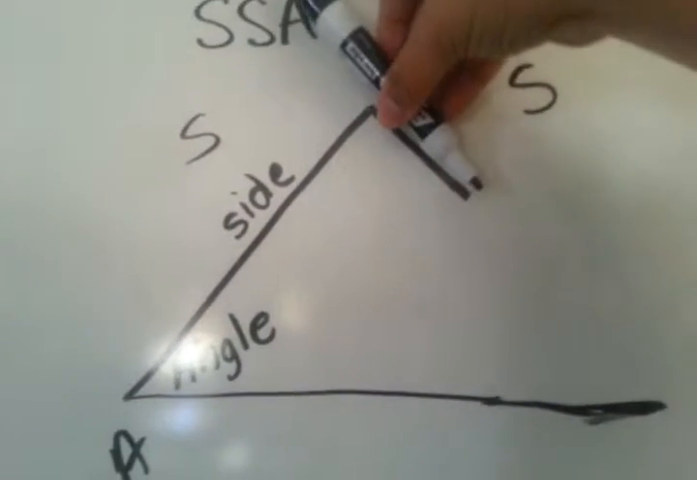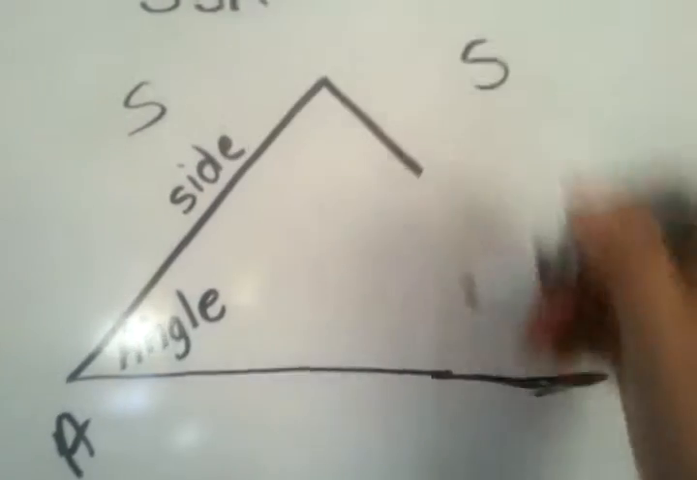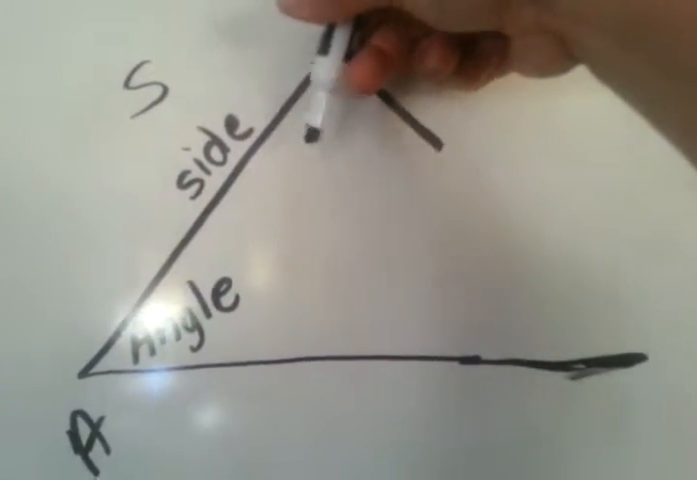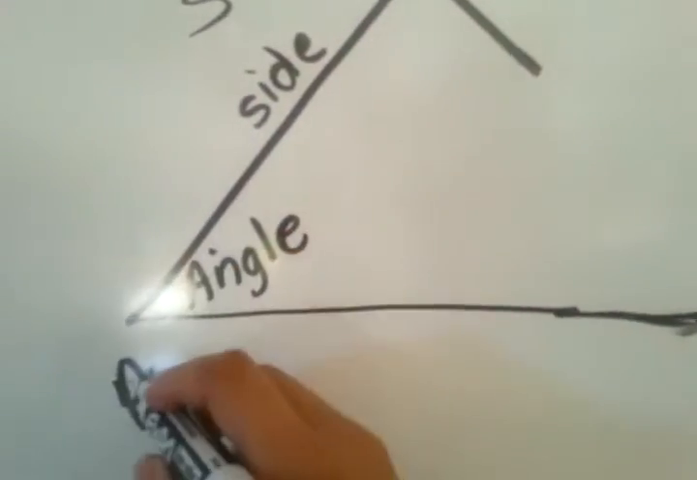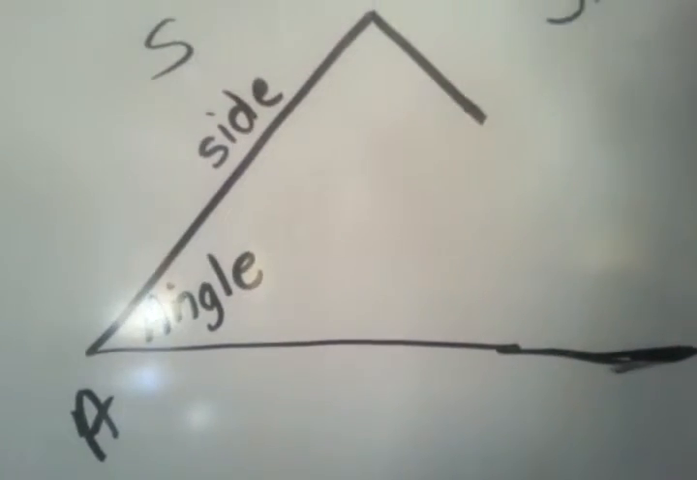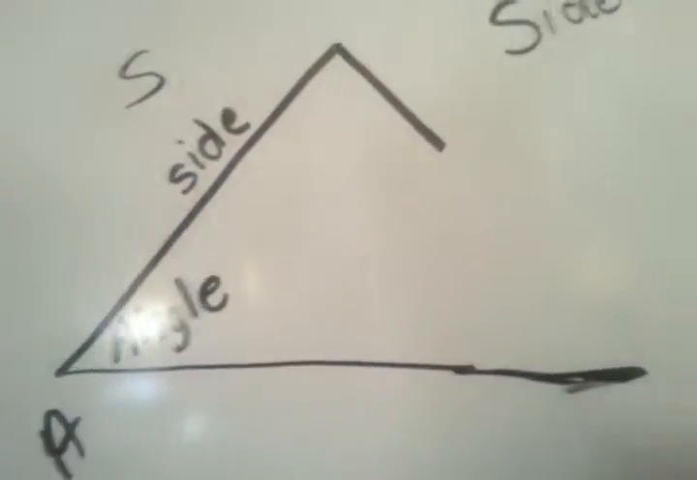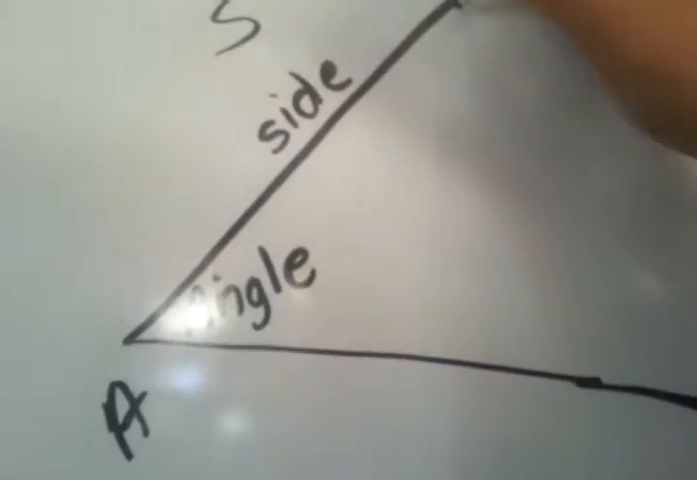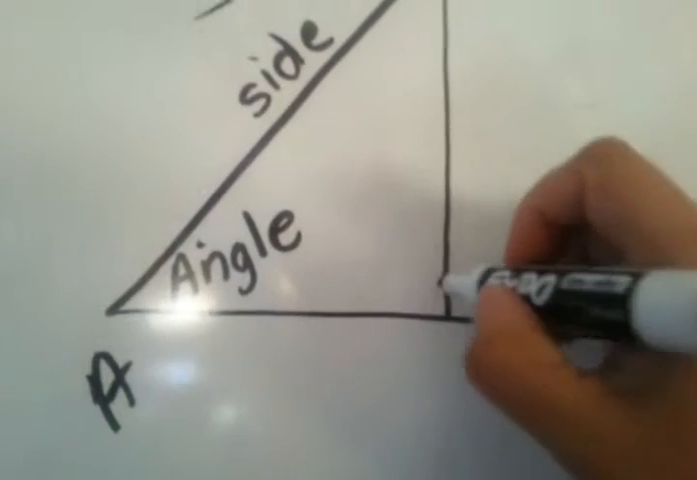If your side is this small, no matter where you move this side to, you will never be able to touch here because it's just too short. So you can have the situation where, if this is angle A, then this will be side A, right? That side A is just too tiny. So that can happen.